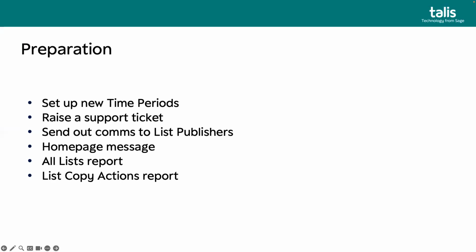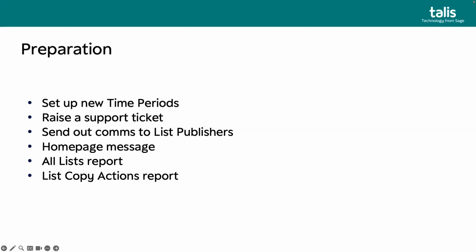Before you carry out your rollover, it's also a good idea to send out communications to your list publishers, so all of your academics. Again, we know that a lot of institutions do this by going into the all users report, filtering it to people that have the list publisher role, and then exporting that report and taking all the email addresses and sending out a communication saying rollover will be happening on this date. We ask you not to make any edits to your list while this is taking place, that sort of thing.